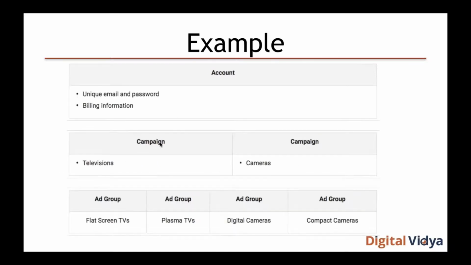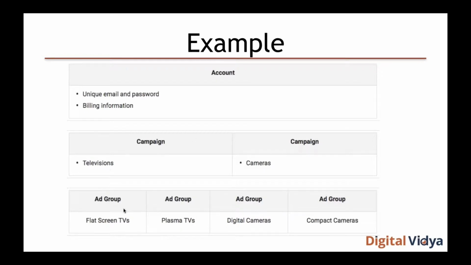Okay, let's see one example. For example, a very simple example, I can create a campaign for televisions, and I can break it into ad groups like flat screen TV, plasma TV, and it's not like you can only have two campaigns and two ad groups each. It totally depends on you whether you want to run one campaign at one time or you want to run 10 campaigns at a time. How many ad groups you want to keep within this campaign. Two is just an illustration here. How many subcategories you can think of. So it totally depends on your scale of business, right?